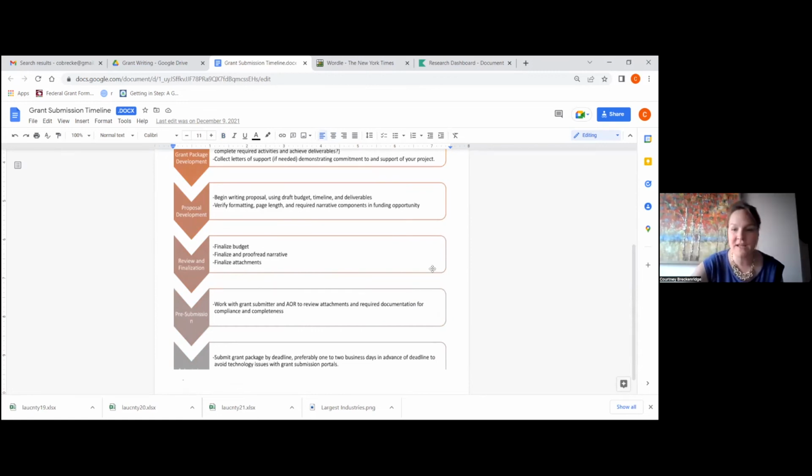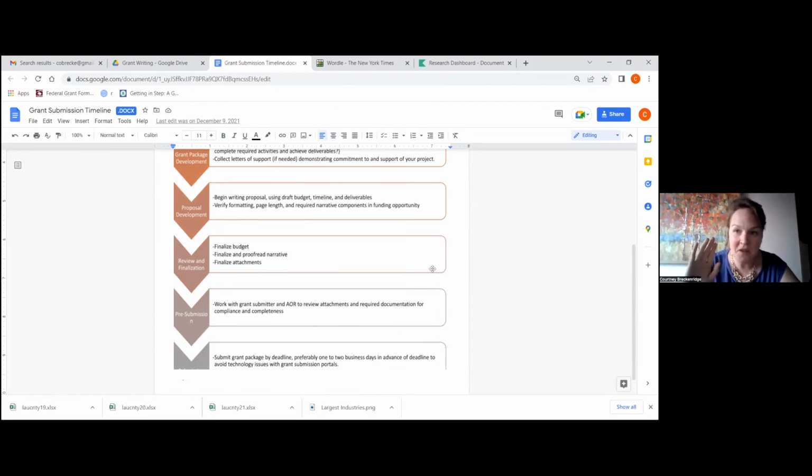And then, moving into finalization, you've got a budget, you've got a narrative, you're proofreading, you're handing it off to other folks. You're working with the grant submitter, or yourself learning grants.gov 2 days before it's due, which was super fun. And then you're submitting and making sure that you have ample time to submit.